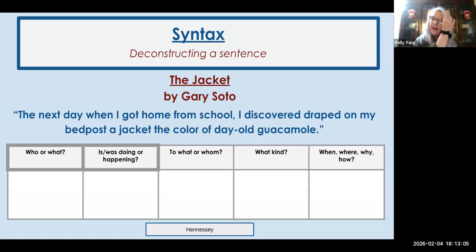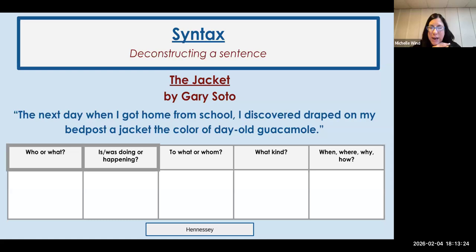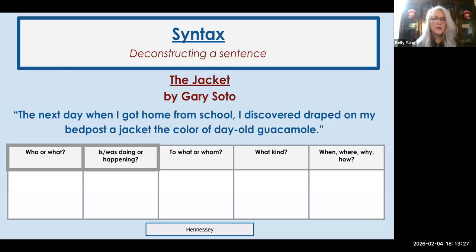This is just another way if you don't want to have the students underline and mark up the text. You could do it by parsing the sentence using a little grid-like organizer. This one is modified from Nancy Hennessy's book. In this one, you can change the labels up at the top. This particular one has who or what is doing what, to whom or what kind, when, where, why, how. But you would change the labels to match whatever sentences you're doing.